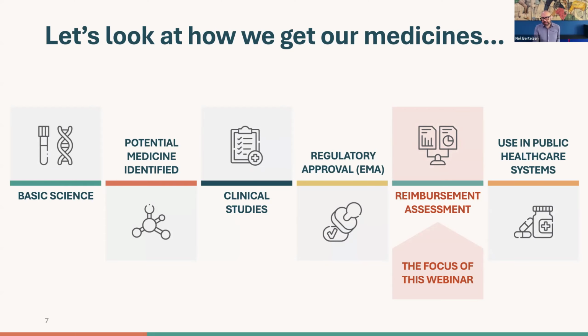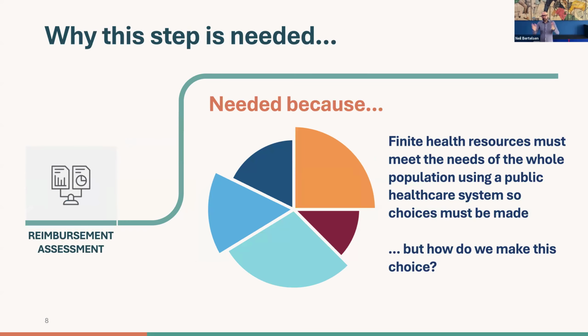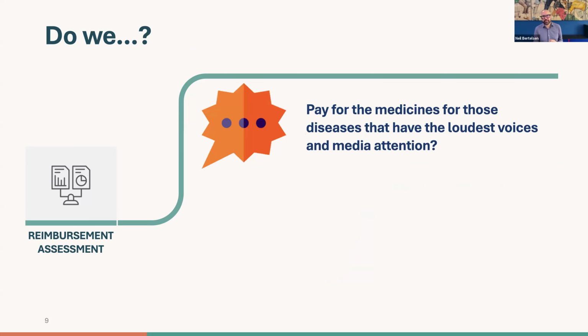So we need to assess medicines for reimbursement because we have a finite health resource. The healthcare system isn't there just for Parkinson's disease or just for cancer. It has to meet the needs of the whole population using that healthcare system. And so choices have to be made. But it's important to think how we make those choices.